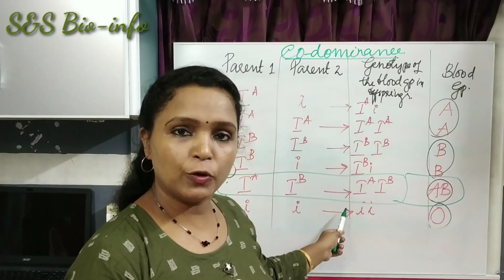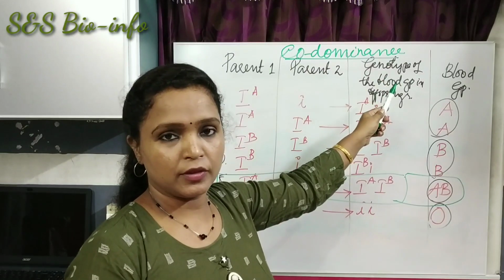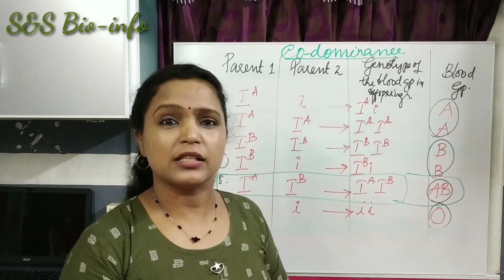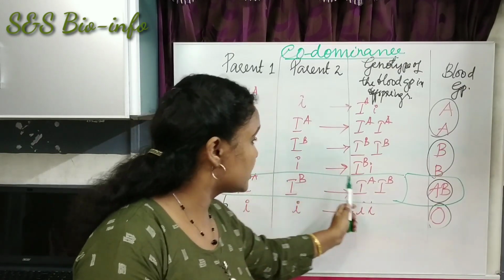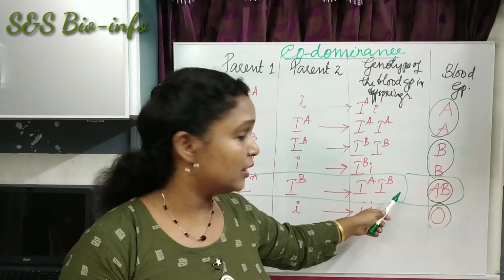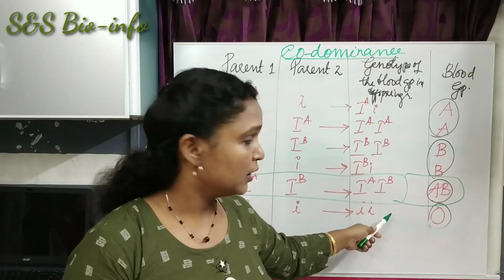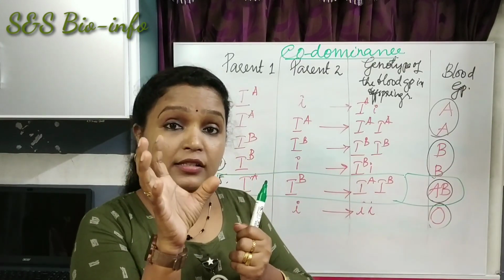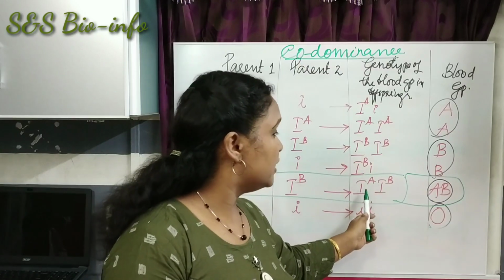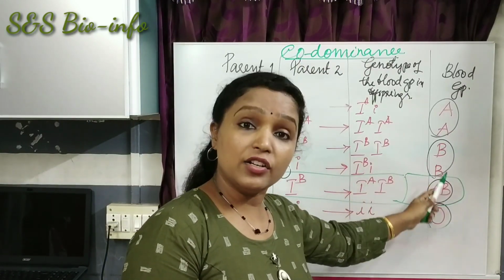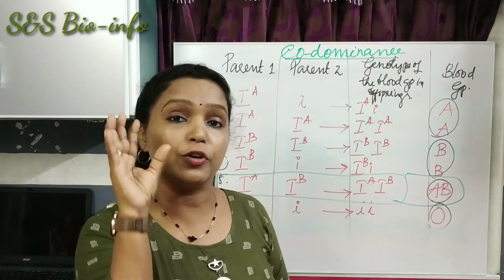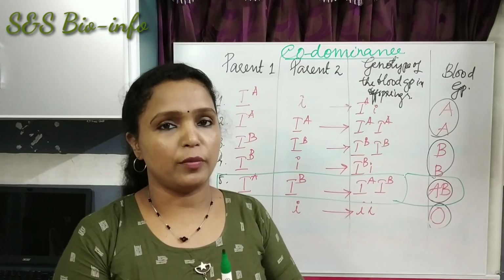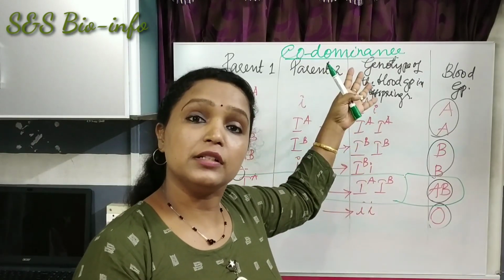This particular blood group exhibits codominance. Codominance is the independent expression of two dominant alleles when they are in heterozygous condition. See, IA and IB are different, and in this heterozygous condition they express their effects independently. Here, both antigen A and antigen B are produced in the blood of that individual, so the blood group AB exhibits codominance. Other blood groups exhibit complete dominance.